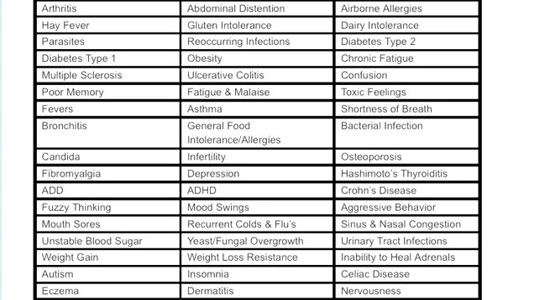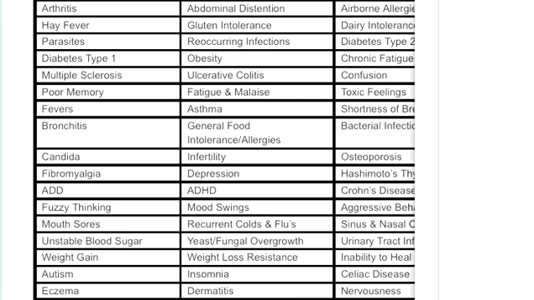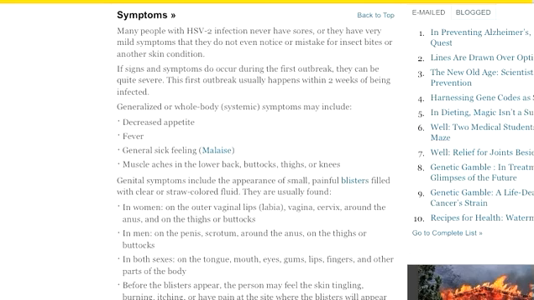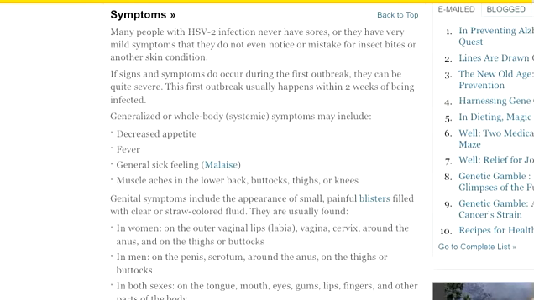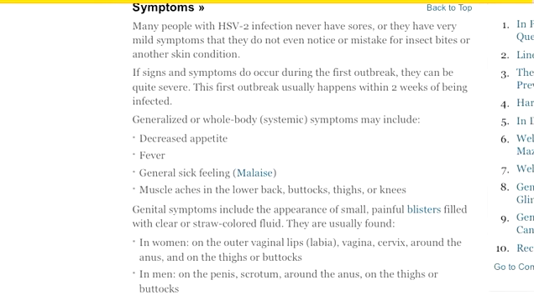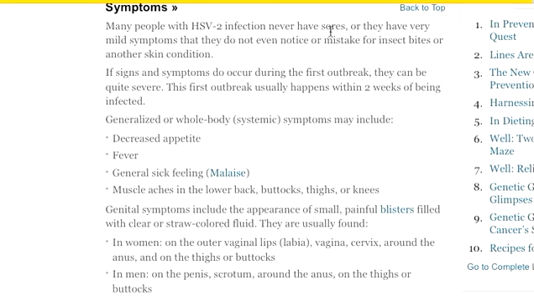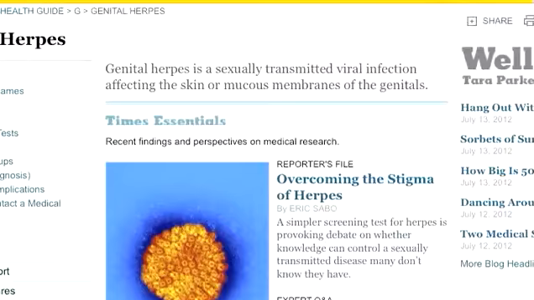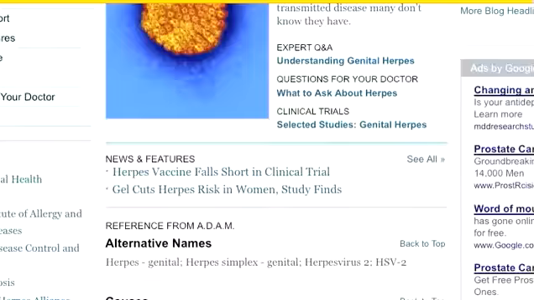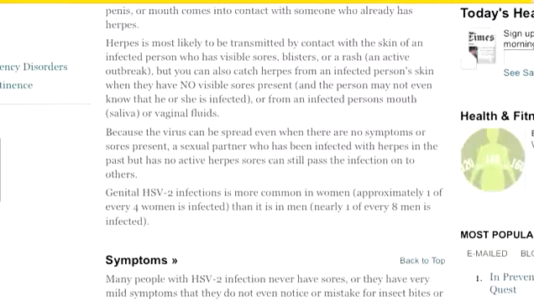move this out the way for a second. And I just want to move our symptoms of herpes into view. And let me zoom in on this a little bit so you can see it. Okay, so here, these are symptoms of HSV 1 and 2. If I scroll up here, this is actually coming from the New York Times Health Guide. So let's go back down to our symptoms.